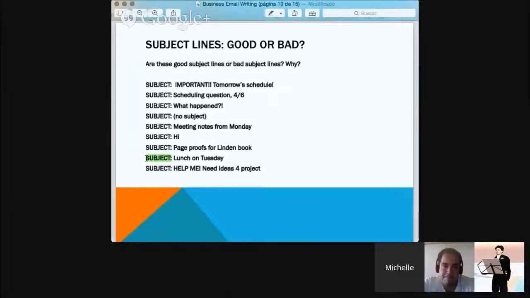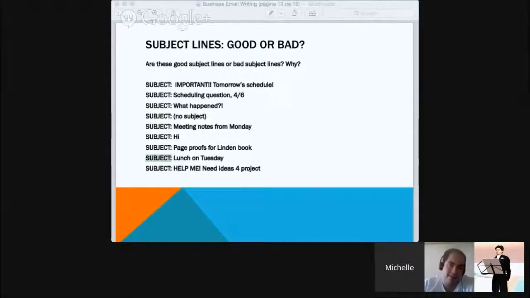Okay, it says lunch on Tuesday. Good. So good or bad, and why? Um, I'm not sure if it is good or bad because it's not too long and it's kind of specific, because it's saying there's a lunch on Tuesday, but it could be a business lunch with your boss and others, or it could be just a lunch to hang out. So I'm not sure if it is good or bad. Exactly. No, that's a really good evaluation, right? So it depends what it's about. But it could be more specific, right?